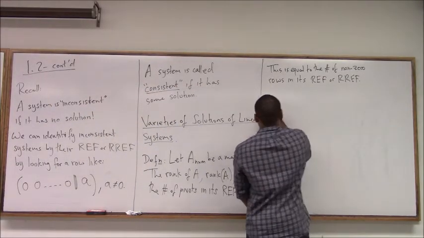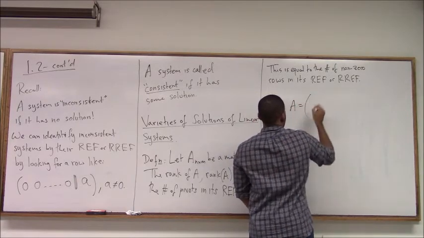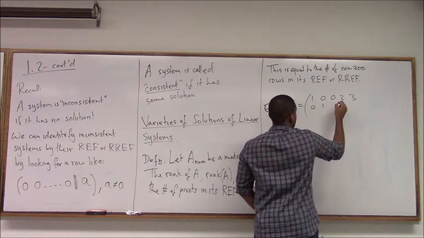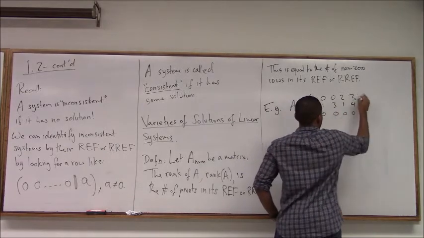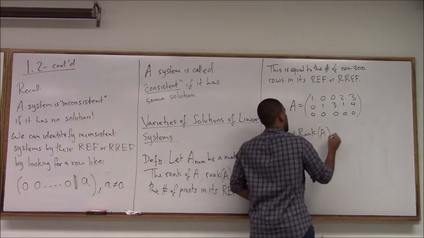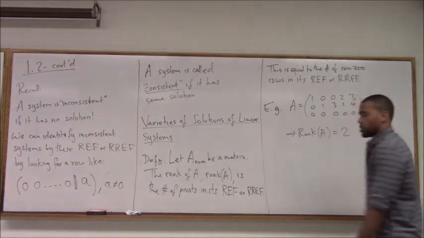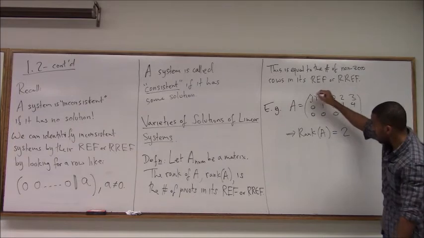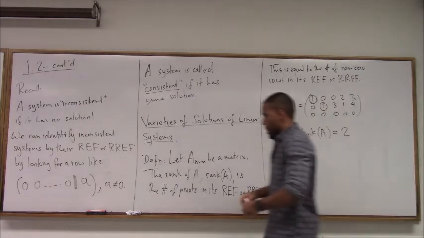So for example, say A equals 1, 0, 0, 3, 4, 0, 0, 0, 0. Then the rank of A is what? 2. Right? So the rank is just a real number, just counting the number of pivots. There are 2 pivots in this matrix, here and here, so the rank is 2. That's it.